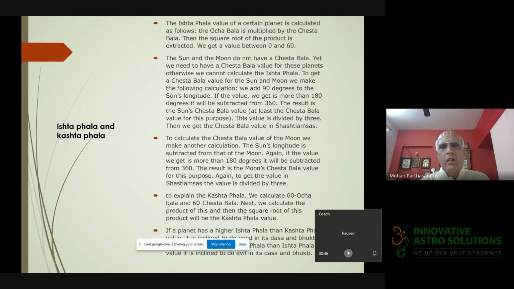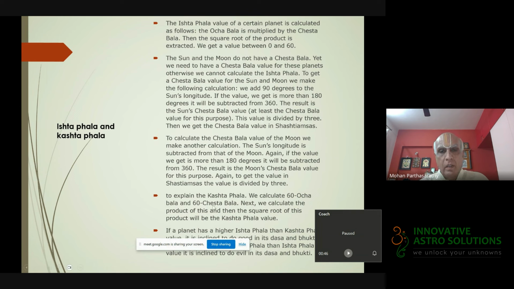For the Sun, we add 90 degrees to the Sun's longitude, and once the value is arrived at, if it is more than 180 degrees, it is subtracted from 360. The resulting factor is the Sun's Cheshtapala, and this value is divided by 3 to get the value in Shashti Amsas. In the same way, for the Moon's Cheshtapala, the Sun's longitude is subtracted from the Moon's longitude, and if the value we get is more than 180 degrees, it is subtracted from 360, and then the resultant value is divided by 3 to get the Shashti Amsas.